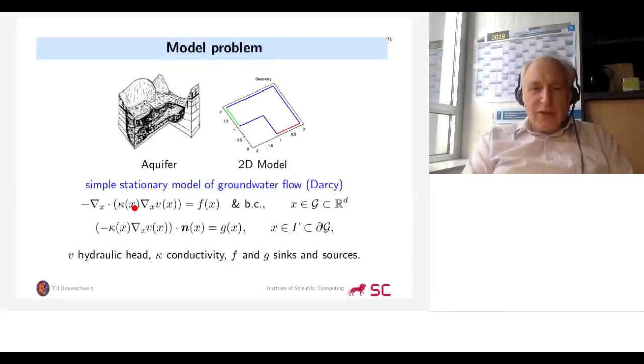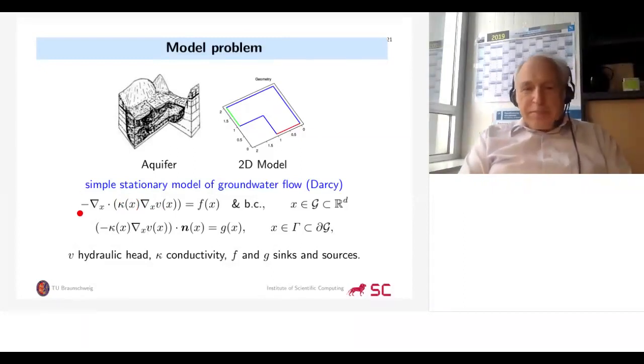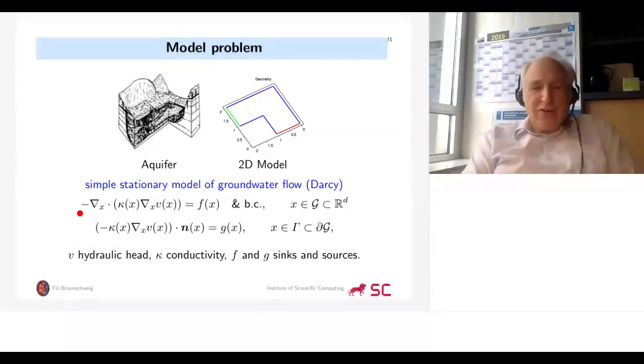And then preservation of mass. Because the flow cannot be created or vanish, we get this equation here that the minus divergence of the flow has to be the sinks and sources, so what is fed into this aquifer or what is taken out. This may be either in the domain or on the boundaries. And something which could be uncertain here is this conductivity.